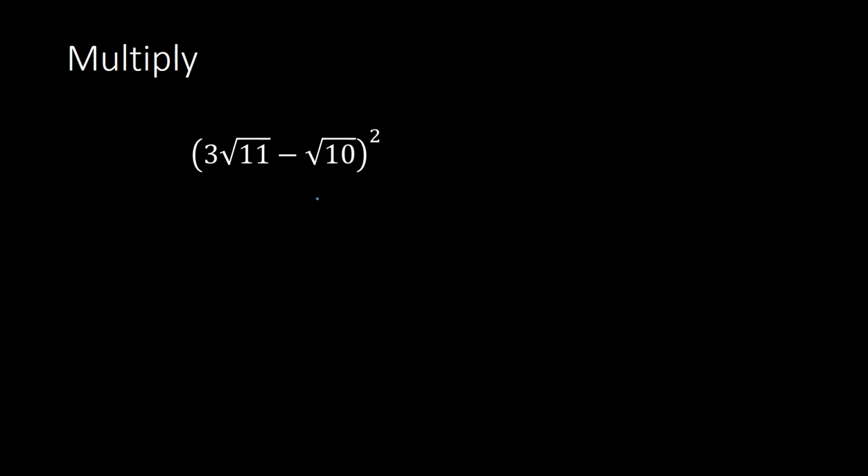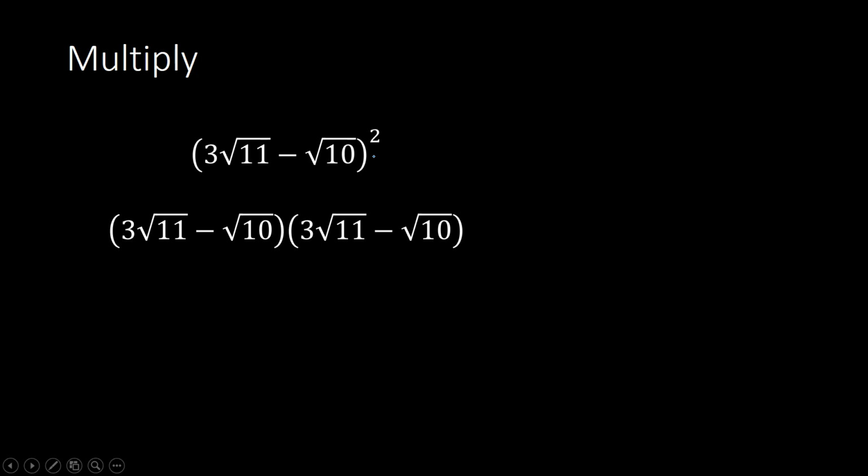Now here's another example, where once again we are squaring, which means I'm going to multiply it by itself. And now when I multiply, I take the first term, 3 square root of 11, and multiply that by negative square root of 10. So when I multiply the first term, 3 square root of 11 times 3 square root of 11, 3 times 3 gives me 9. The square root of 11 times the square root of 11 will get rid of the radical sign, and I'm left with just an 11. So I have 9 times 11, which would just be 99.